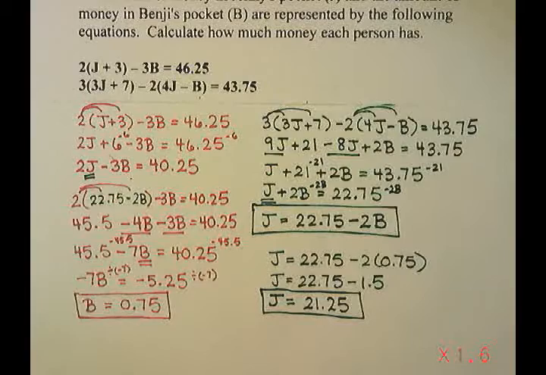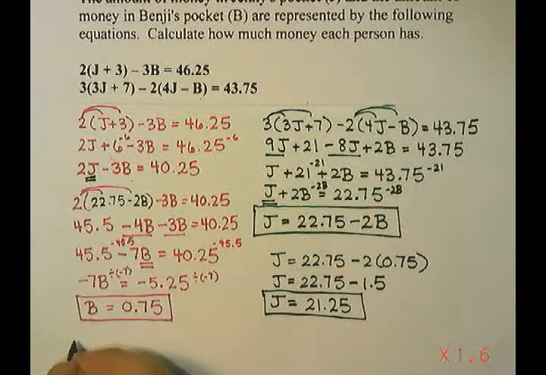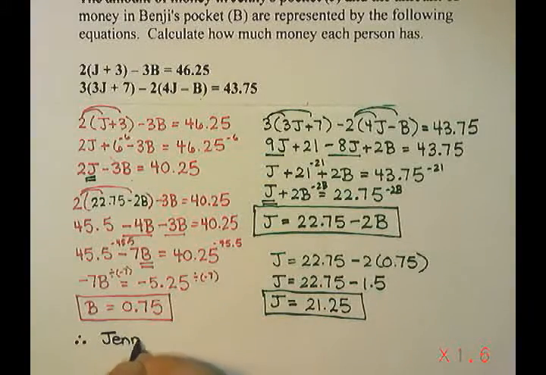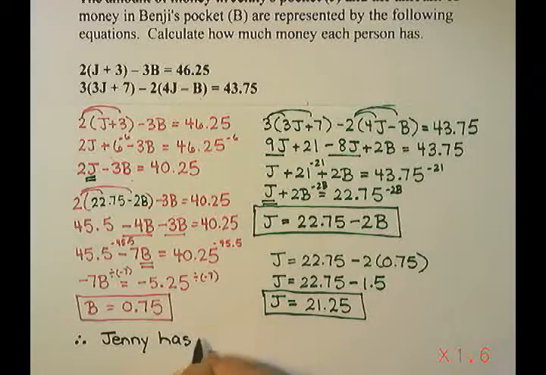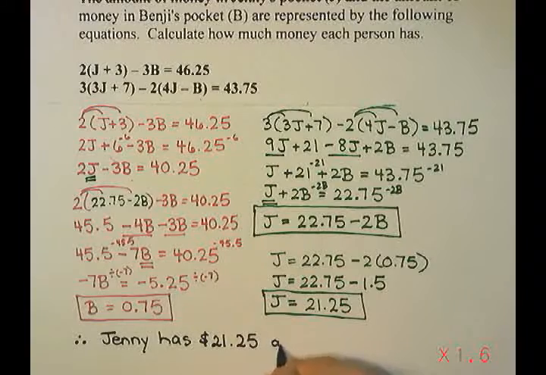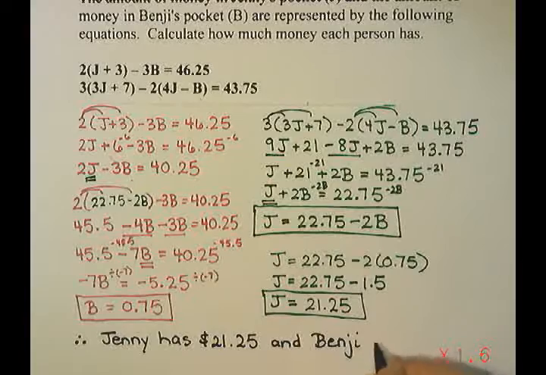So if you just have two equations, we usually just write the solution is and we write it as a point. But since this has context, right? J is how much money Jenny has in her pocket, B is how much money Benji has in his pocket. We need to write a sentence. So I'm going to say, therefore, that's the 3 dots, Jenny has $21.25 and Benji has 75 cents.